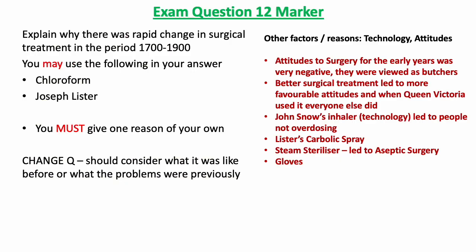All right, so here is an opportunity for you to do a practice question, a 12 marker. The question here says, explain why there was rapid change in surgical treatments in the period 1700 to 1900, so the industrial period, and the bullet points they've offered you are chloroform and Lister. So they've offered you basically pain and infection. Your third one of your own, you can pick from the red bullet points on the other side.